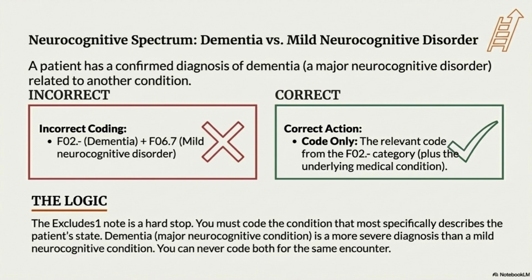Mild cognitive impairment, MCI, involves noticeable issues with memory, focus, or word finding, but the patient remains independent in daily activities like managing bills or self-care. Dementia, however, represents a more severe decline, one that significantly interferes with daily functioning and independence. Now let's move to the third principle.